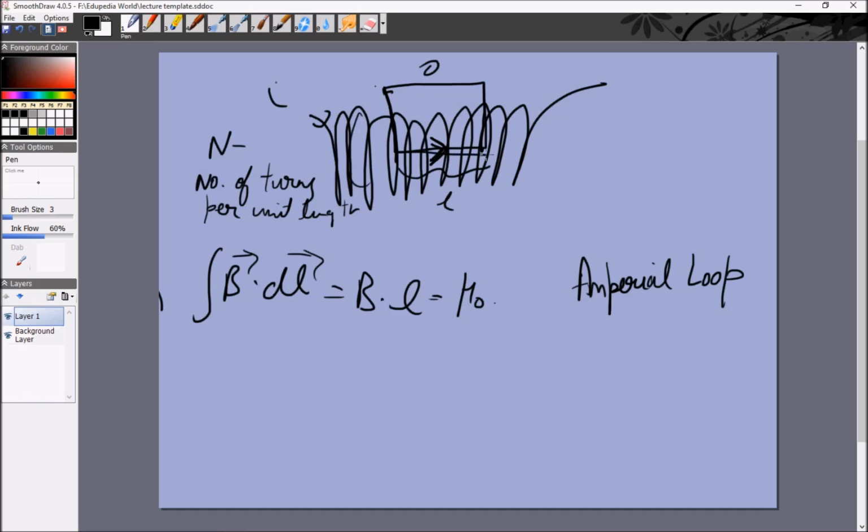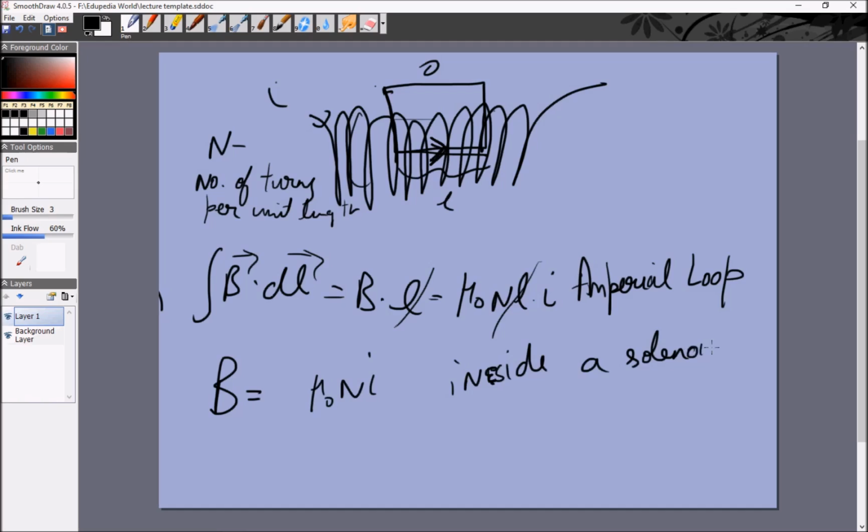So if we take this length, the total number of turns within this would be n into L, and the current through one of them is I, so we'll get n into L into I. L and L will cancel, and the magnetic field is equal to mu naught n I inside a solenoid. Right? So now we see the advantage of a solenoid.